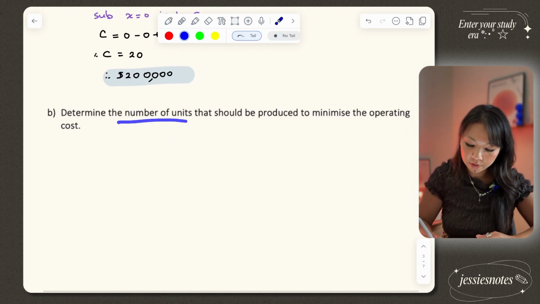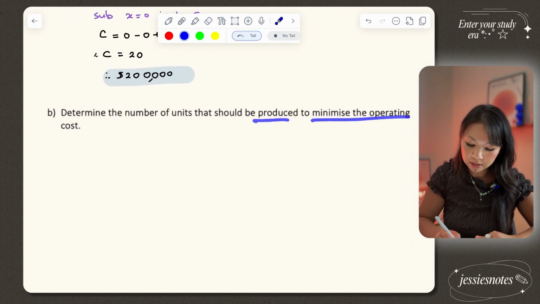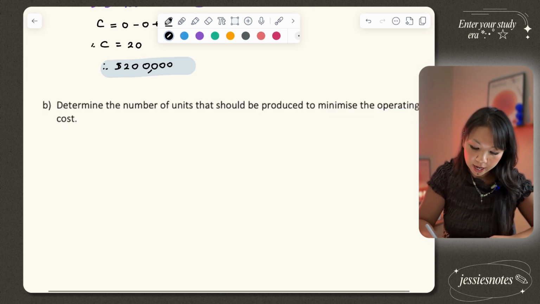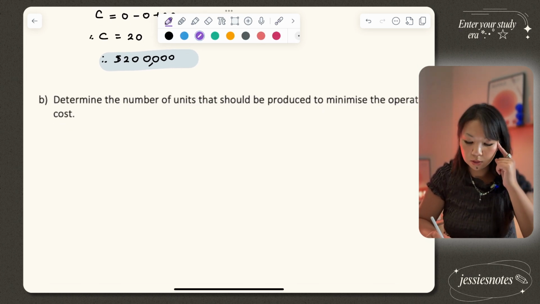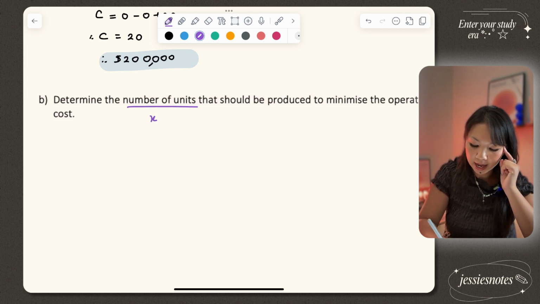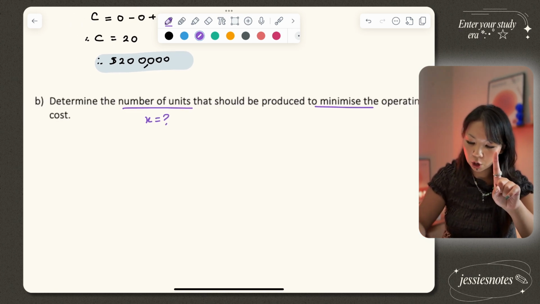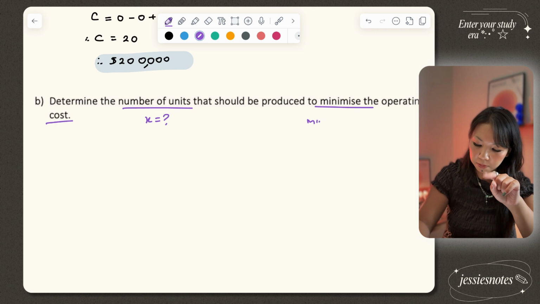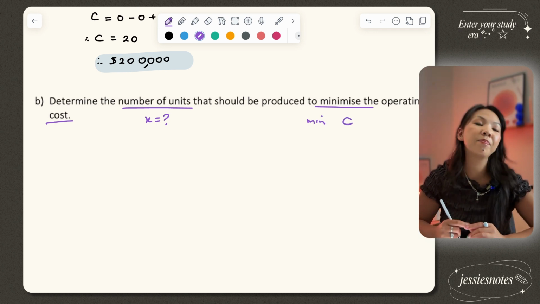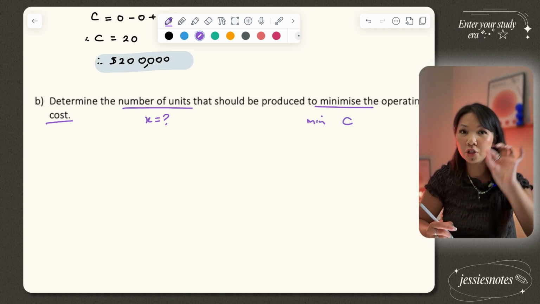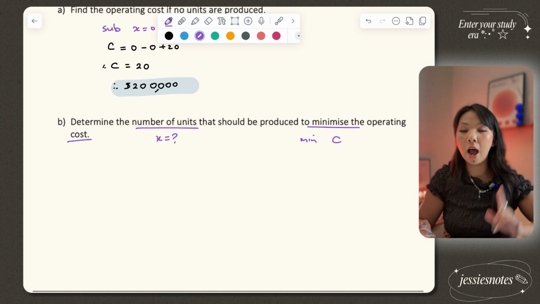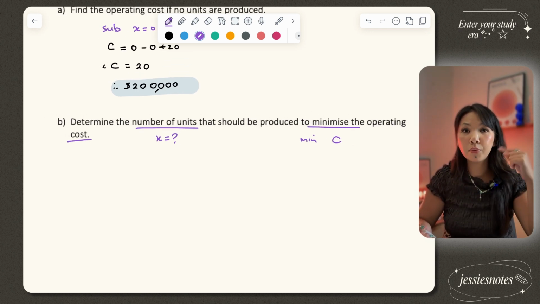B, determine the number of units that should be produced to minimize the operating cost. Okay, so let's look at these words here. We're trying to find the number of units, which is x, that should be produced to minimize. So that's the thing we're optimizing: we're minimizing the operating cost. So we're finding the minimum for the function C. So I want you to, for this next step, go through the process of figuring out what is the minimum turning point to this function.